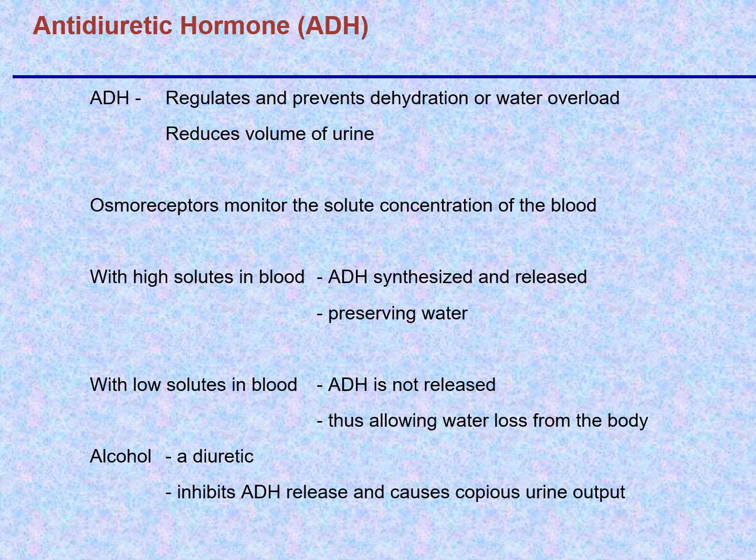In terms of the other hormone that the posterior lobe of the pituitary gland stores, antidiuretic hormone, it will regulate water levels in the tissues, prevent dehydration, or it can regulate water overload. Reduction of antidiuretic hormone occurs during water overload. It will reduce the volume of urine. In general, it causes a reduction in volume of urine. So, in other words, a reduction in the amount of water that is lost or released in the urine.